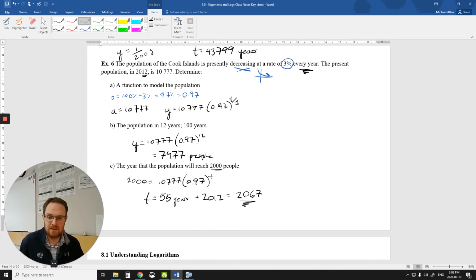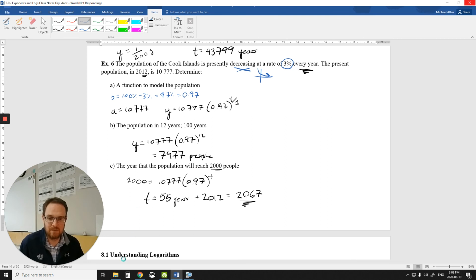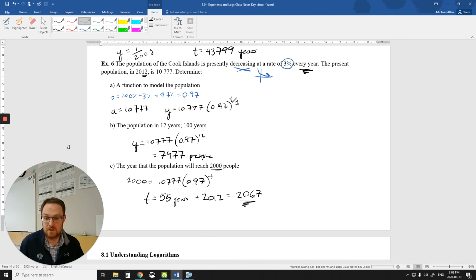Okay. So we're done this part of the video. So what we're going to see, you can see on the bottom of this page here, it says understanding logarithms. So we are going to start logarithms soon in the next lesson. Right now, just take it a little bit easy, and I'll see you in the next video.